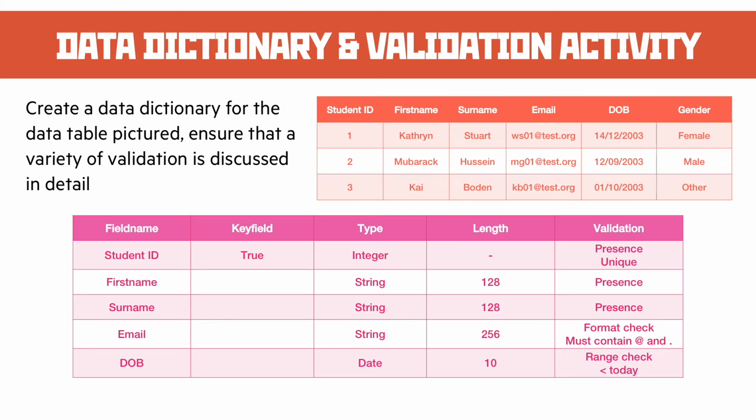And the last one there is gender. It's a string. It's a maximum of 6 because we've got 3 options there, and the biggest one has 6 characters. And it's going to be a lookup check that just has a list of male, female, or other, and it must be one of those.